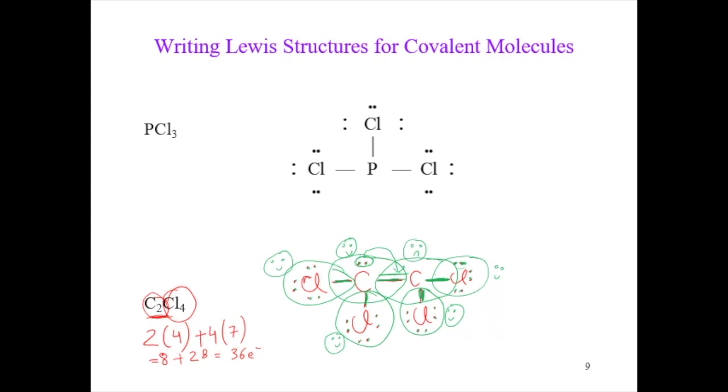So your final structure now would look like this. Carbon, carbon, there would be a double bond in between, single bond Cl, single bond Cl, single bond Cl, single bond Cl. And now you distribute these electrons around chlorine.